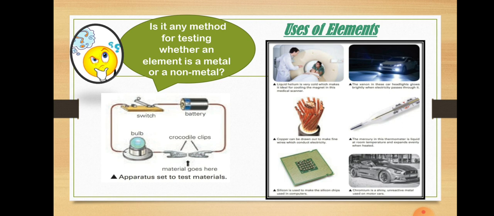The xenon in these car headlights glows brightly when electricity passes through it. The mercury in this thermometer is liquid at room temperature and expands evenly when heated. Chromium is a shiny, unreactive metal used on motor cars.